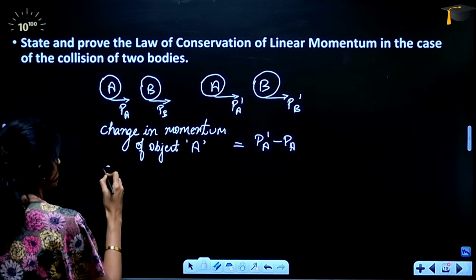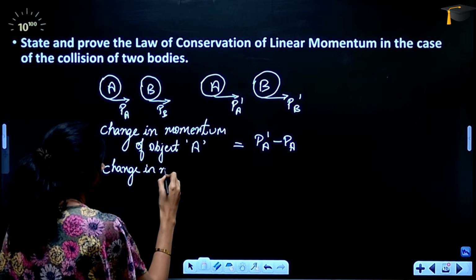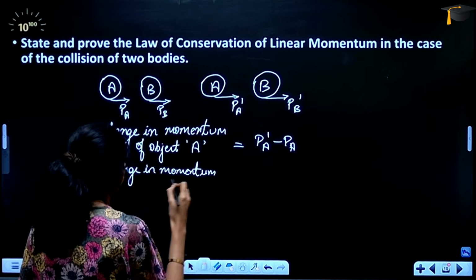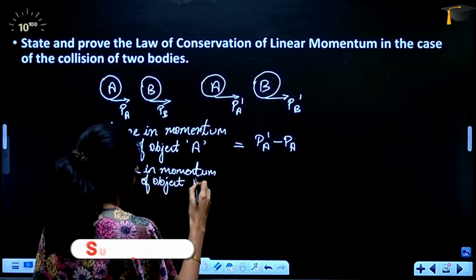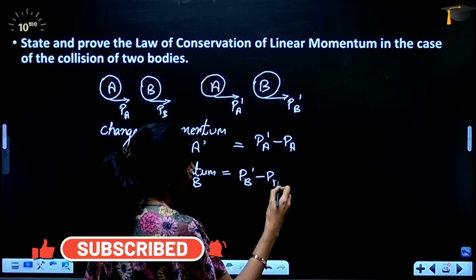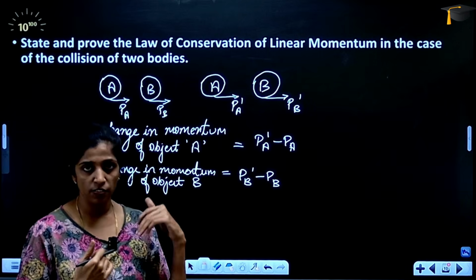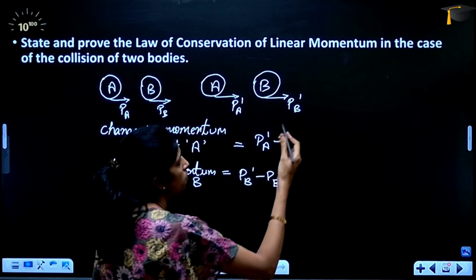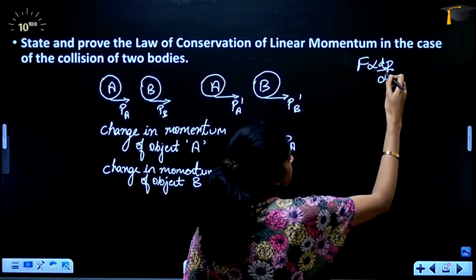Similarly, we can write the change in momentum of body B as PB dash minus PB. So this is the change in the momentum. Also, we have learned in my previous derivation that the rate of change of momentum is directly proportional to force, right? F is directly proportional to rate of change of momentum.